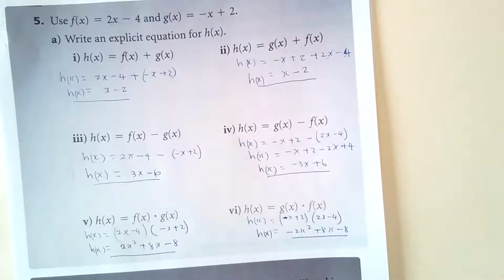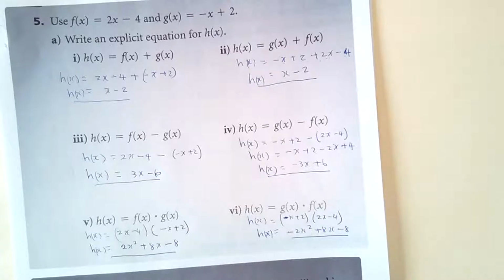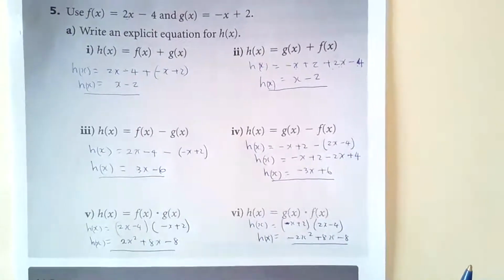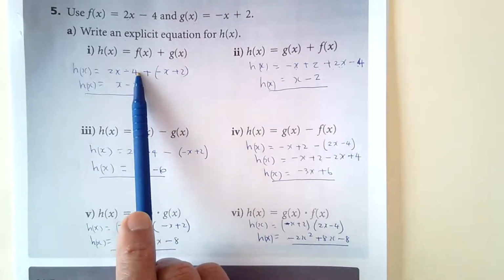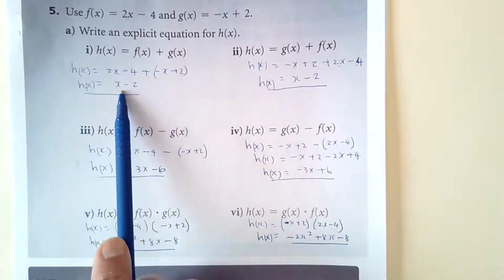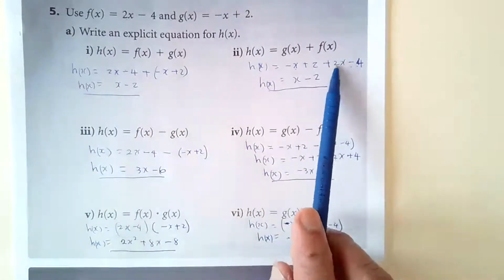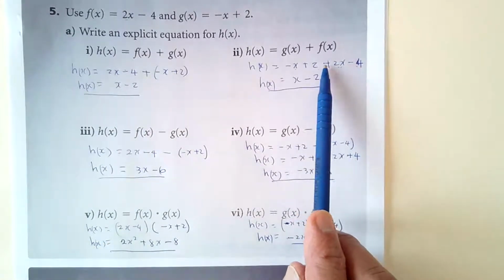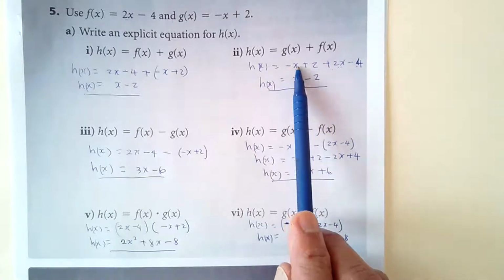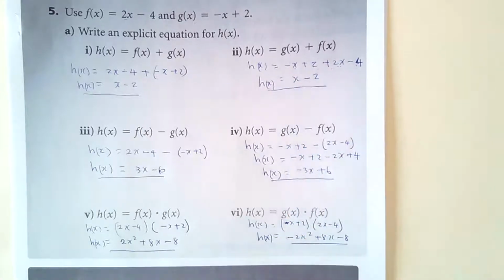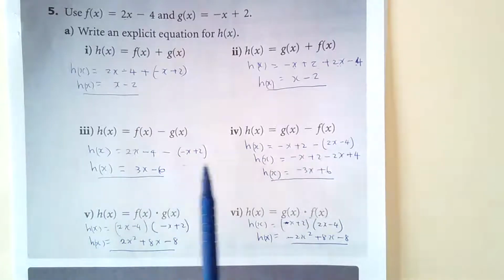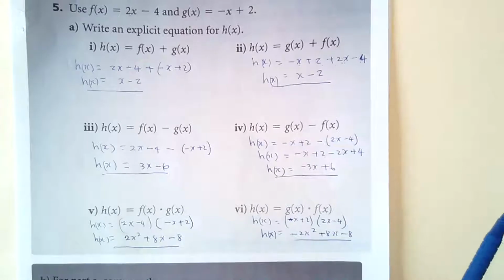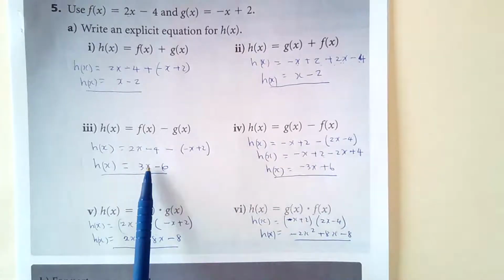Because addition, what we call, is commutative. In other words, it doesn't matter what order in which you do them, you'll have the same result. So if I have minus x plus 2 plus 2x minus 4, I'll still end up with x minus 2. Over here, I have 2x minus 4 plus minus x plus 2, I'll still end up with x minus 2. Same as here, no matter what order. So the order is the same for here.